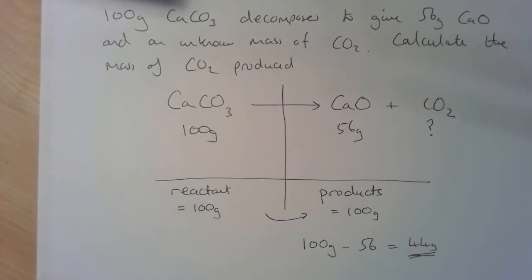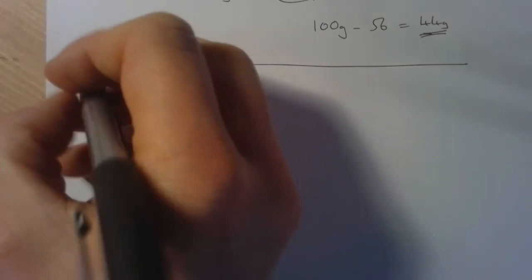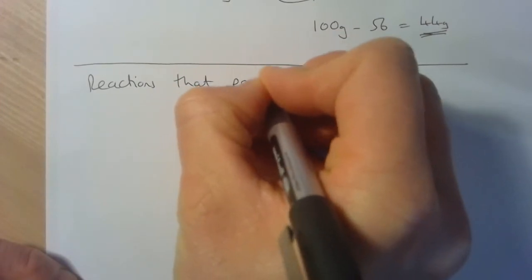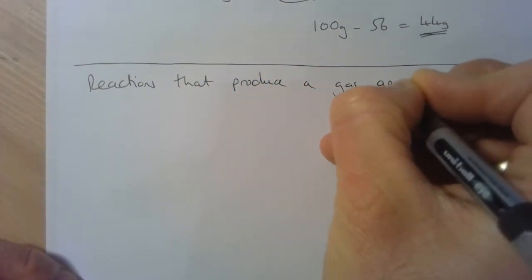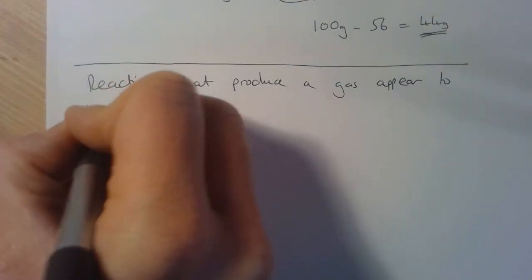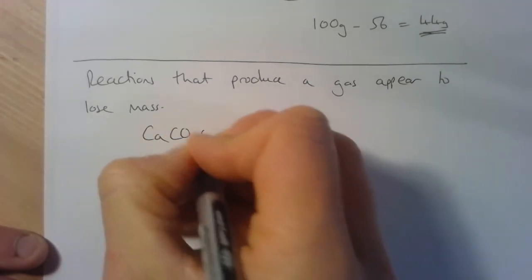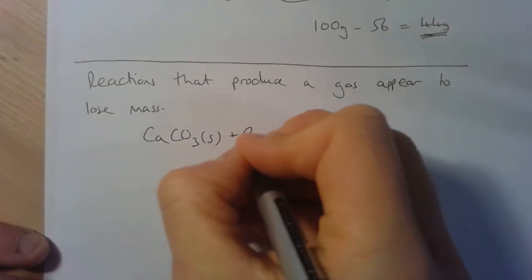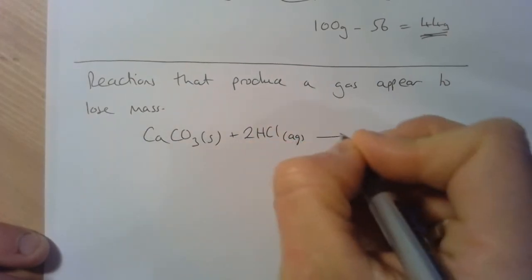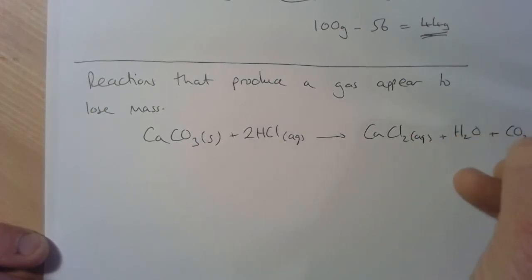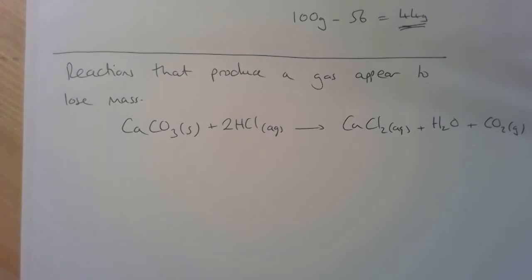Now, there is one exception to our rule. Well, it's not an exception as such, but it's something we need to be aware of. And that's what happens if a reaction produces a gas. Because reactions that produce a gas appear to lose mass. So we're going to have a look at another reaction between calcium carbonate and hydrochloric acid, and that produces calcium chloride, water, and carbon dioxide gas.